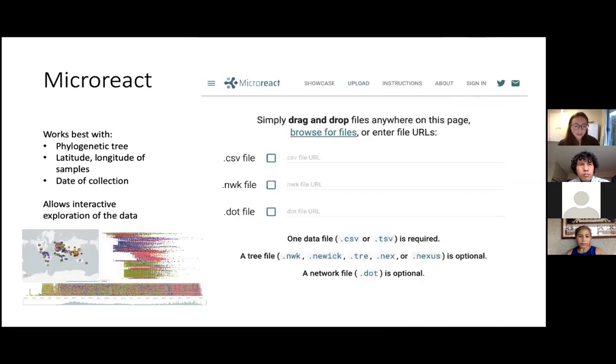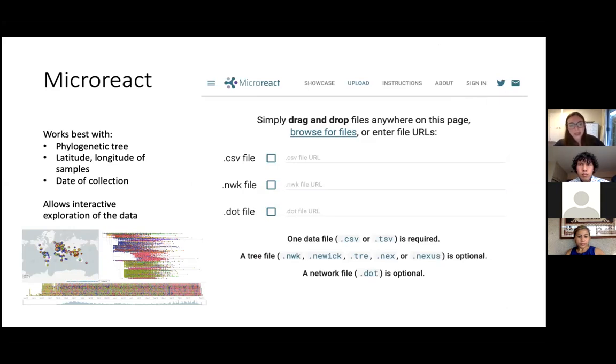And finally, there's Microreact. So this is featured a little bit in the previous slides. It's used a lot in COG-UK, so Llama and Pangolin also link in with Microreact and let you play around with the data a bit. But this is also a really flexible tool. So it's a browser tool. You can drag and drop your files into it.